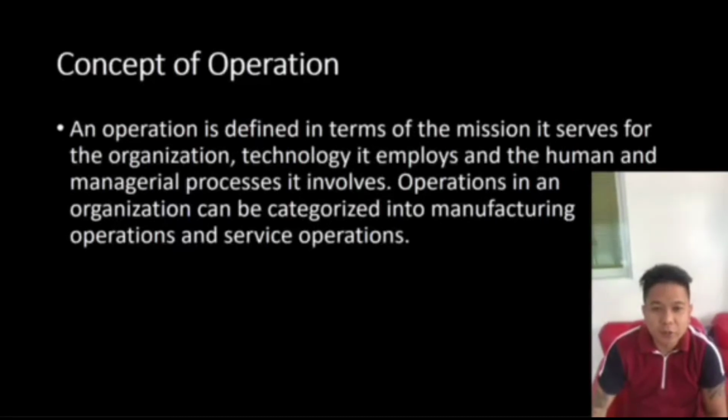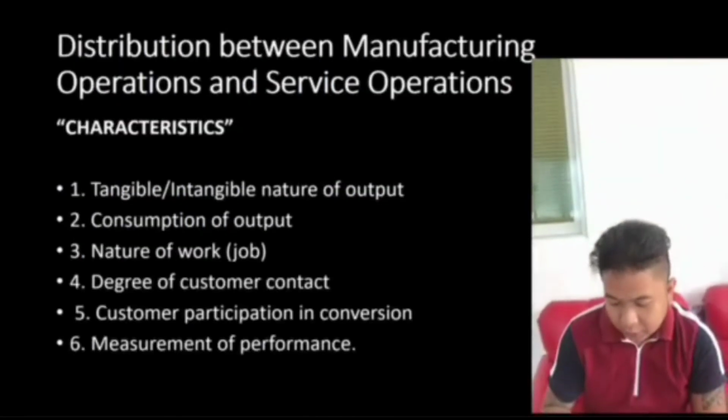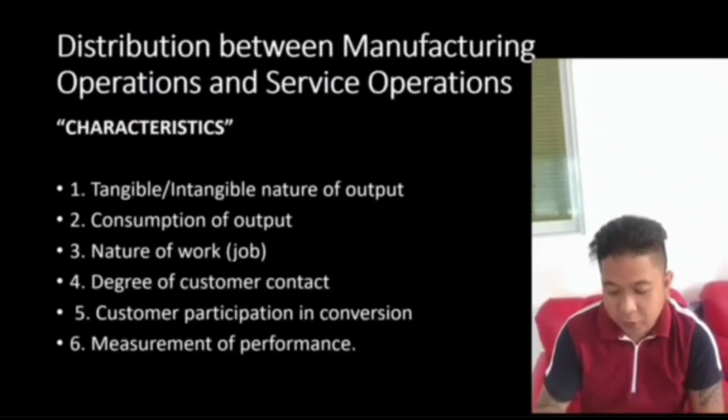So the first one is the manufacturing operation, which is the conversion process that includes the manufacturing yields a tangible output, or just what we call the product. The second one is the service operations, which is a process that includes the service yields intangible output, for example the deed, the performance, and the effort. So the distinctions between manufacturing operations and service operations.